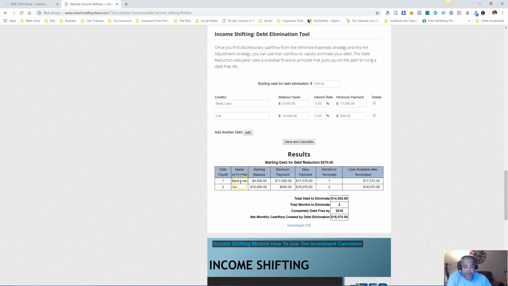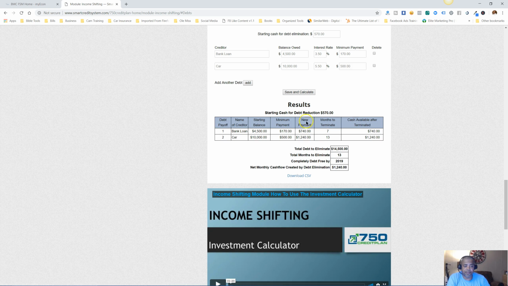Okay, so here it is. Your bank loan starting balance is $4,500. Okay, because you're going to start paying off the smallest ones first. Okay, your minimum payment, something's wrong. Hold up there. Balance owed. Minimum payment. Not 17,000. 170. Okay, let's recalculate that. Knew something didn't look right.